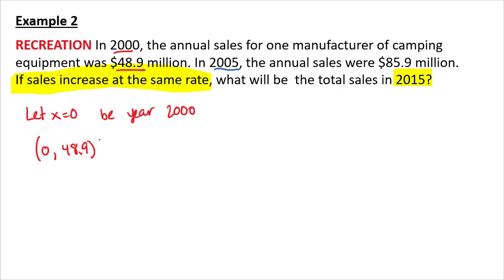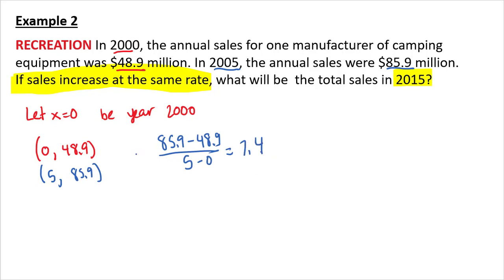In 2005, 5 years later, our sales were 85.9. So what you want to do is find the slope of this line. I want to do 85.9 minus 48.9, over 5 minus 0 technically. I just didn't want to subtract it. I should show good algebra. That is 7.4. So this is my slope.